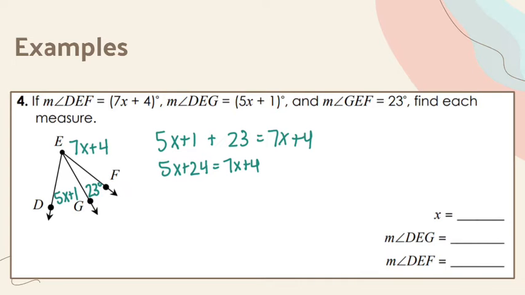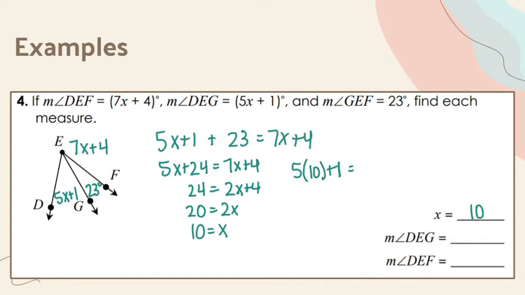I want to subtract the 5x, so we'll get 24 equals 2x plus 4. Subtract the 4, 20 equals 2x, and finally 10 is equal to x. So over here, we now know that x equals 10. Then we want to find the measure of angle DEG. So DEG is 5x plus 1. So we have 5 times 10 plus 1, which is going to equal 51, making angle DEG 51 degrees.